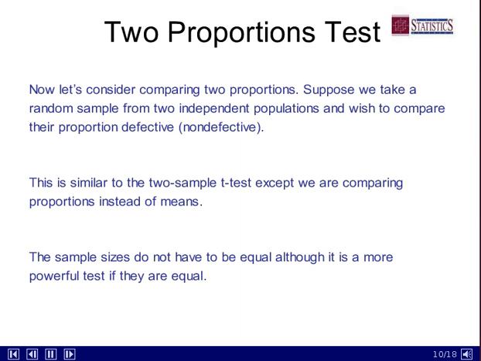So this is similar to a 2-sample t-test. The 1 proportion is similar to a 1-sample t-test, or more specifically a z. And the 2-proportion test is very similar to a 2-sample t-test, but instead of comparing means, we're comparing proportions. Just like the 2-sample t-test, the sample sizes from each of the populations do not have to be equal, although it is a more powerful test if they are, and most software programs will require that equal sample sizes be taken.